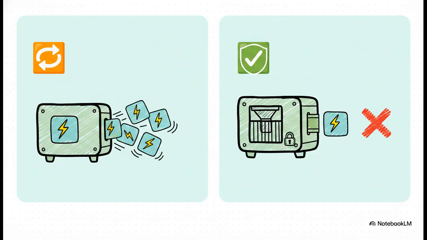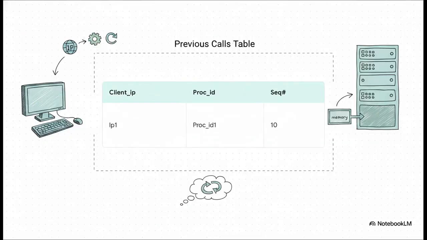The holy grail is exactly once, but that's often really hard and slow to achieve. At most once is the robust, practical choice for the real world. The way Xerox RPC pulls this off is with a pretty simple but powerful idea. The server just keeps a little list in its memory called a previous calls table. And for every single request it processes, it jots down the client's IP address, a unique ID for the process, and a sequence number that the client sends along.